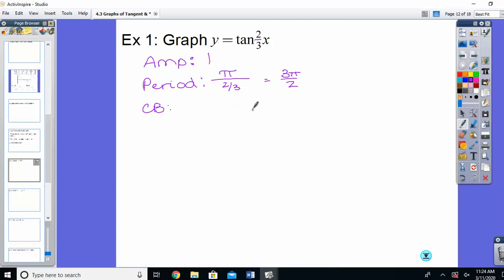Okay, count by. Count by is your period divided by 4 for the 4 quadrants. So 3/2 divided by 4 gives me 3 pi over 8.